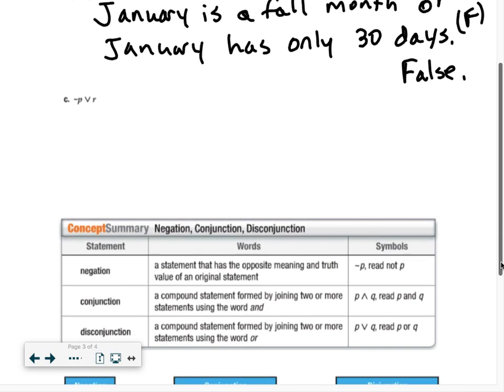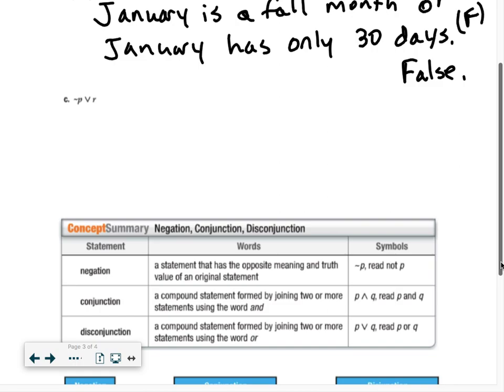Alright? And so the last one I'll leave to you guys. We're doing not P, so we're negating P. January is not a fall month. Or January 1 is the first day of a new year. So I'll leave that one to you guys. Okay. And then let's continue.